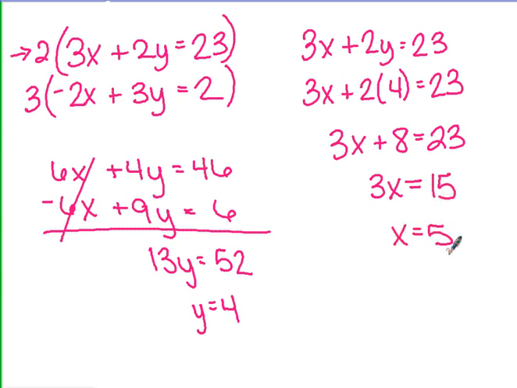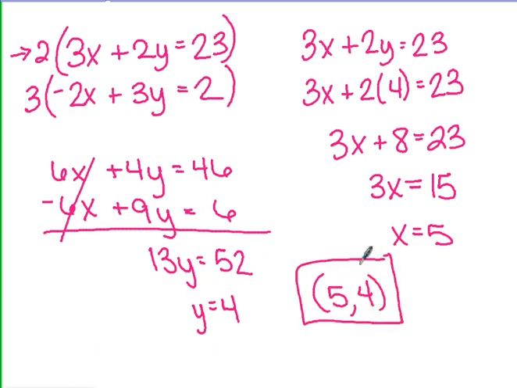All right, and again, we need to write our answer as an ordered pair. So it would be (5, 4). And that is the final solution.